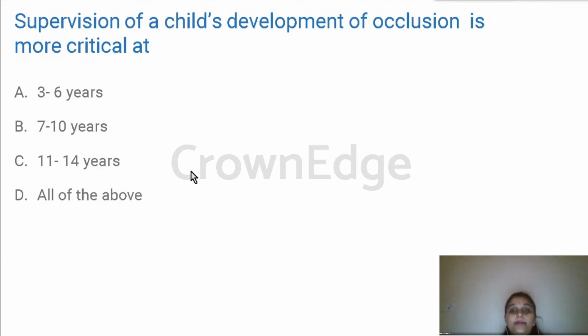Supervision of a child's development of occlusion is most critical at which period? Which option would you choose? Do you have to keep checking the occlusion at every stage of life, or is it very critical at one period? If so, which period is that? Is it 7 to 10 years, 11 to 14 years? The answer is 7 to 10 years.